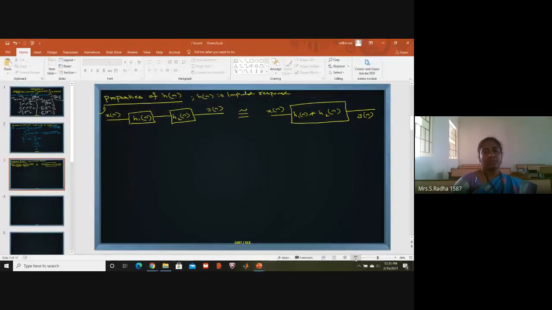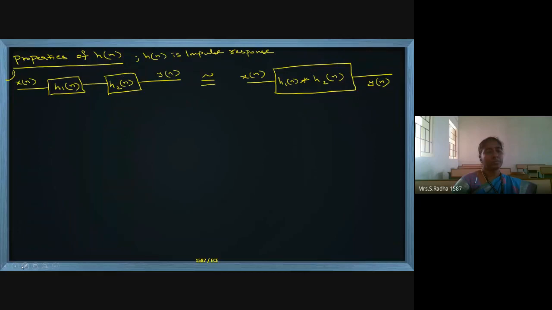So I have taken impulse response h of n. What I have done here, I have taken impulse response h of n. h1 of n is the first system, h2 of n is the second system, and here the two systems are said to be in series. The blocks are in series. If they are in series, convolution is applied. They can be used with convolution.